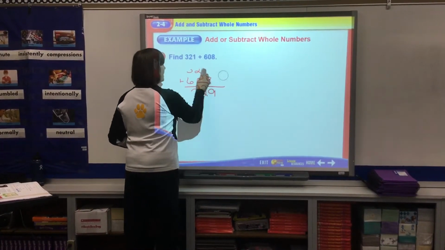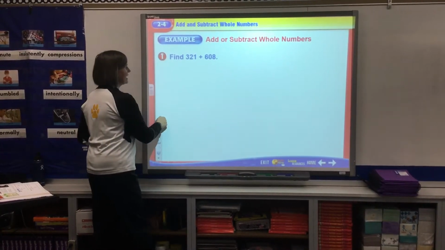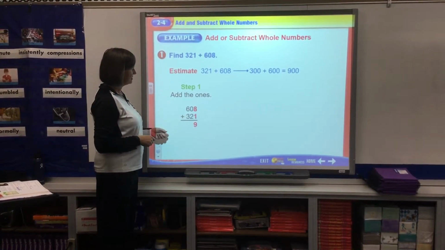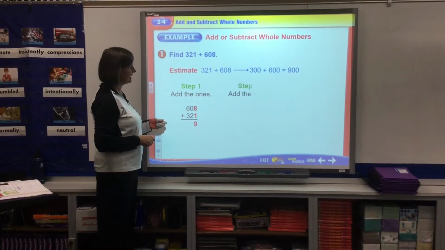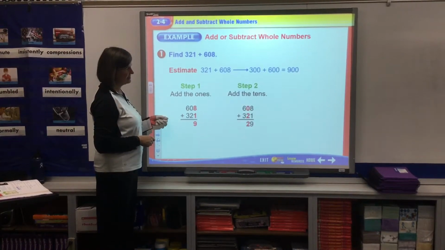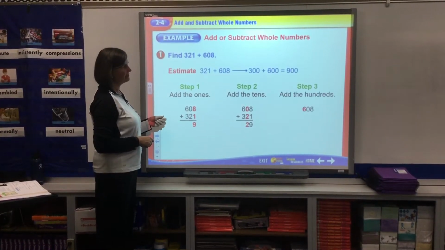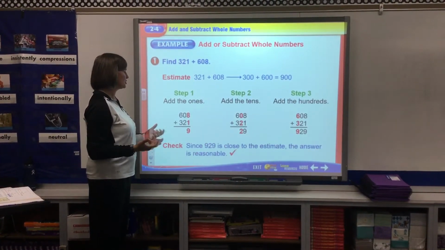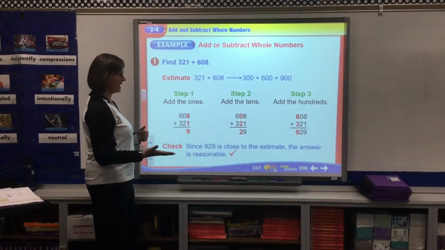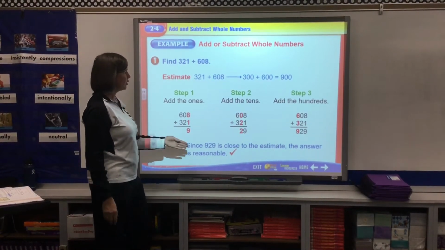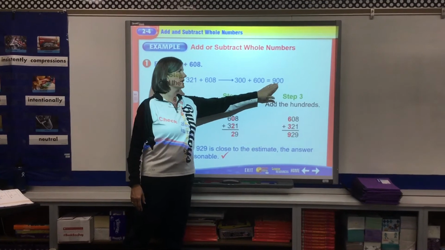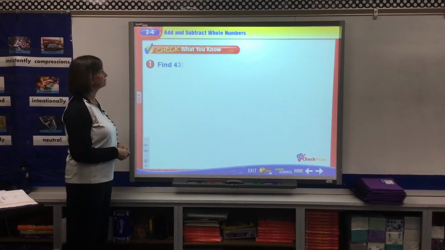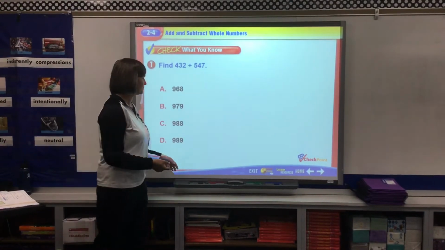They're going to take us through these steps and show you just like we did. Step 1 is to add the ones. They're starting with 8 plus 1, and they got 9 just like we did. Then they add the tens. 0 plus 2 is 2. And last, we're going to add the hundreds. 6 plus 3 is 9. Just like we did, they got 929, and that was close to their estimate. They did some rounding, and they got an estimate of 900, and so that is a reasonable answer. Now they're going to give us an example to practice on.